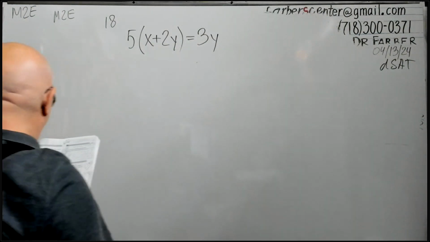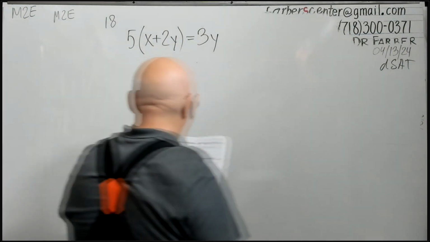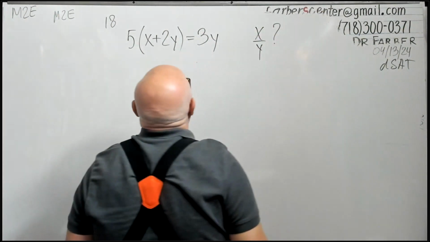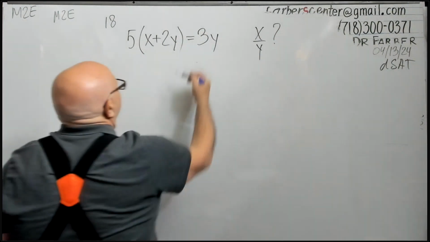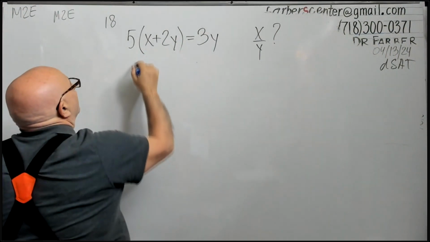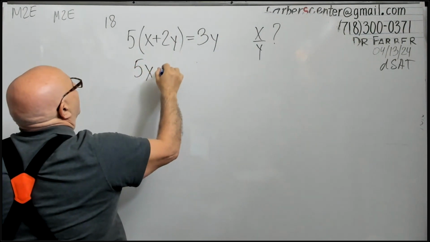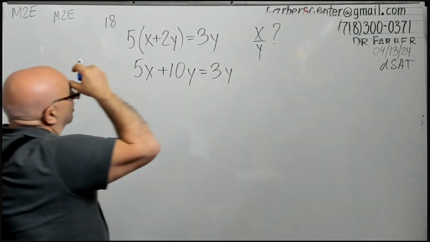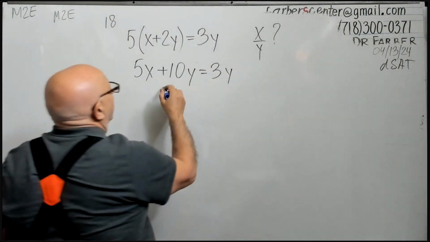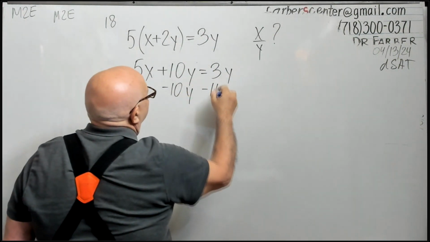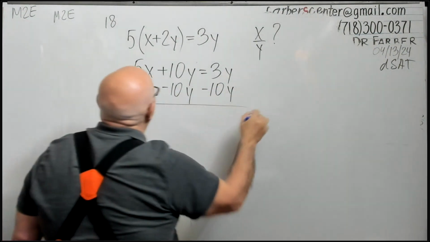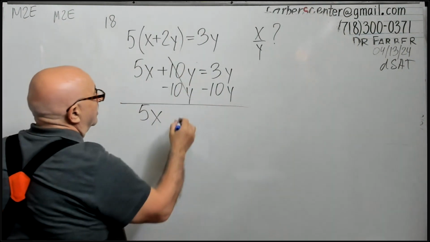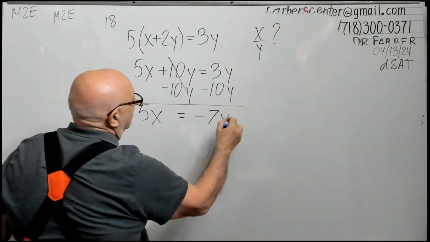The point is a solution. What is the ratio x over y? Use the distributive property and separate variables. You have 5x plus 10y equals 3y. Subtract 10y from both sides. 5x, the 10y cancels out, equals negative 7y.